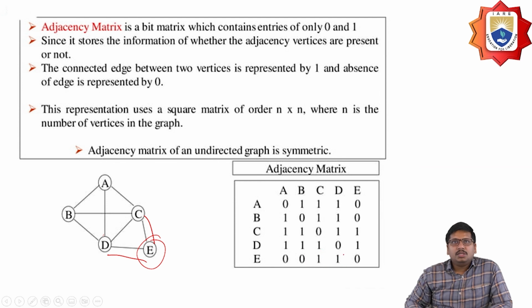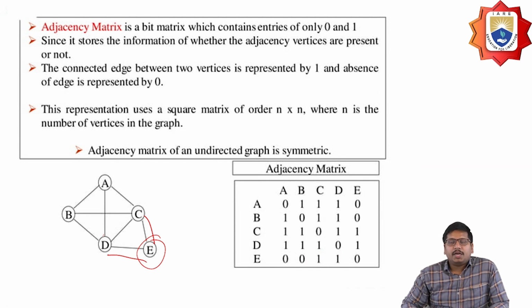So the adjacency matrix is a bit matrix. So it is going to contain zeros and ones, since it's showing the information whether the adjacent vertices are present or not. So the connected edge between two vertices should be represented by 1, and the absence of an edge is going to be represented by 0. So this matrix is a square matrix, n by n, where n is the number of vertices in the graph.